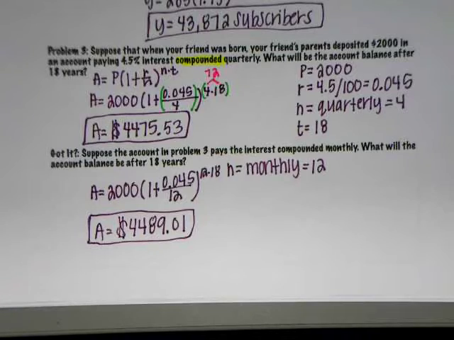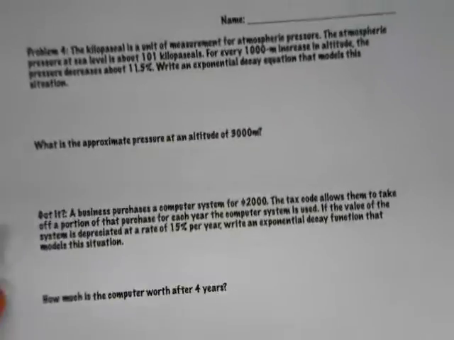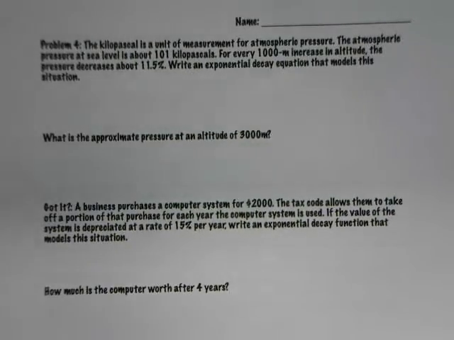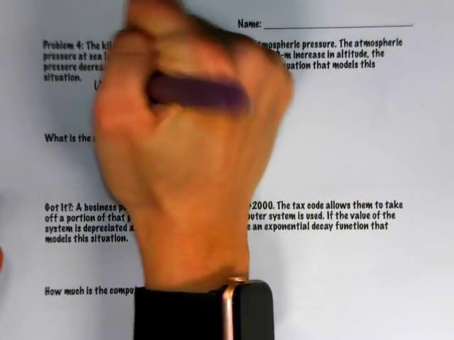All right, last one is decay. So same thing as like the first ones, same formula. All right, the kilopascal is the unit of measurement for atmospheric pressure. The atmospheric pressure at sea level is about 101 kilopascals. For every 1,000 meter increase in altitude, the pressure decreases about 11.5%. Write an exponential decay equation that models this situation. So we're still going to use y equals a times b to the x power.